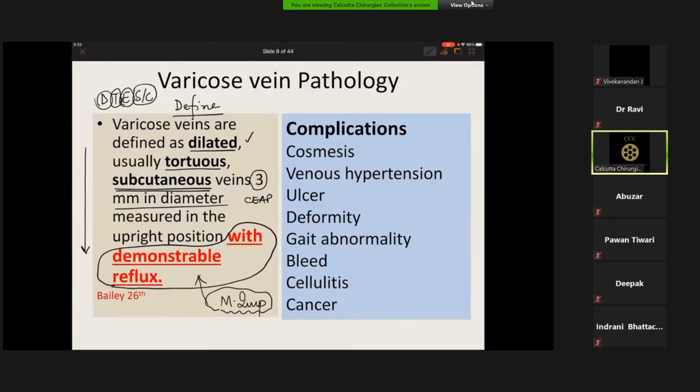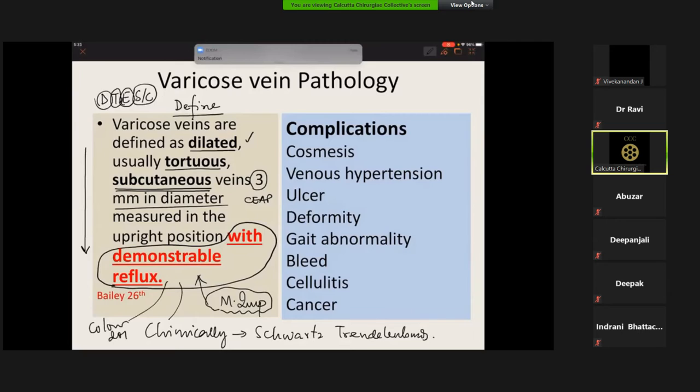because your diagnosis, either clinically, which is done by what test? Usually a Schwartz test or a Trendelenburg test, is all based on this point only. Or if you use something called a color Doppler, then remember, a color Doppler or a handheld Doppler is all responsible for this. So this is the basic story about a varicose vein.